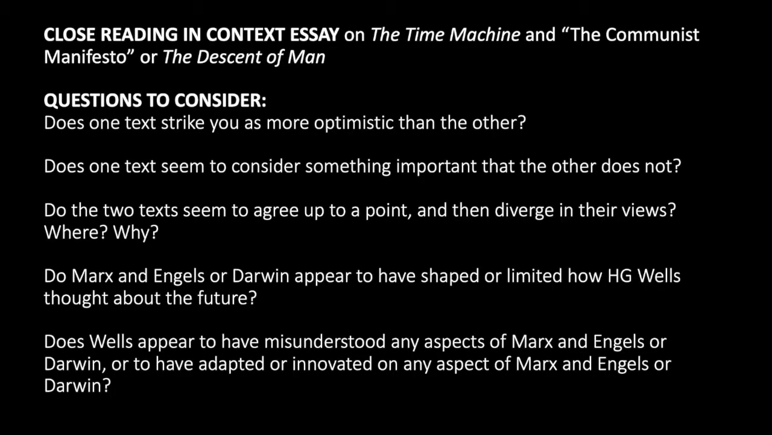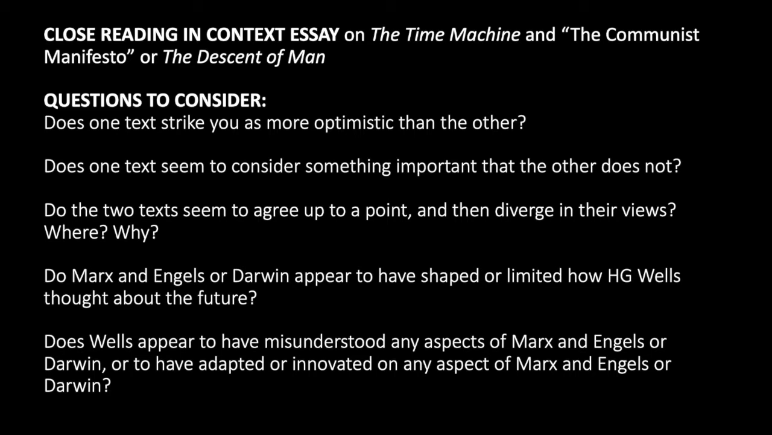You might also want to ask whether you're writing about The Time Machine and Darwin or The Time Machine and Marx and Engels. Does one text strike you as more optimistic than the other? Does one text seem to consider something important that the other does not? Do the two texts seem to agree up to a point and then diverge in their views? Where? Why? Do Marx and Engels or Darwin appear to have shaped or limited how H.G. Wells thought about the future?